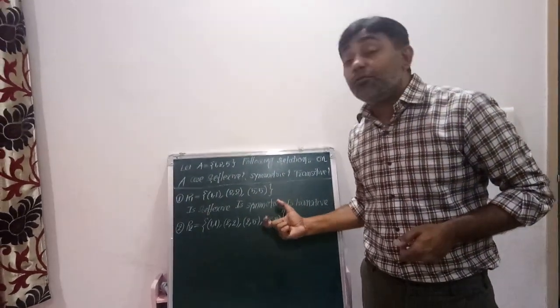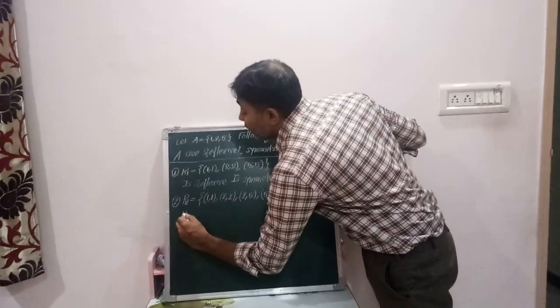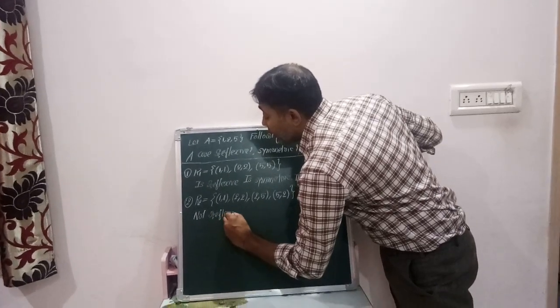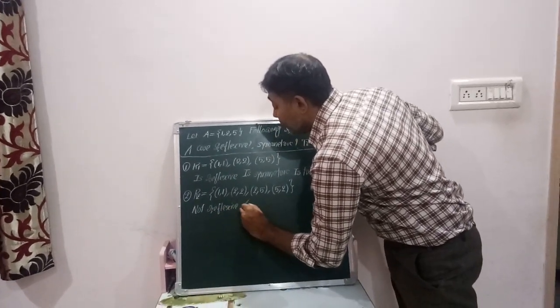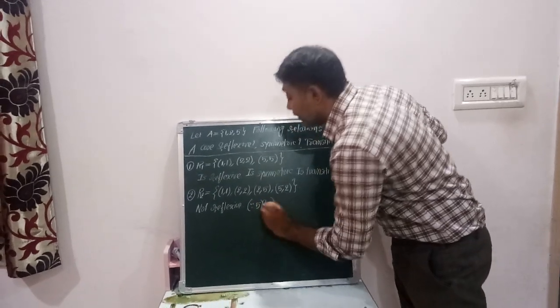It means (5,5) is not there. That's why the relation is not reflexive. I write the reason also. The reason is that 5 is not related to 5 in this example.